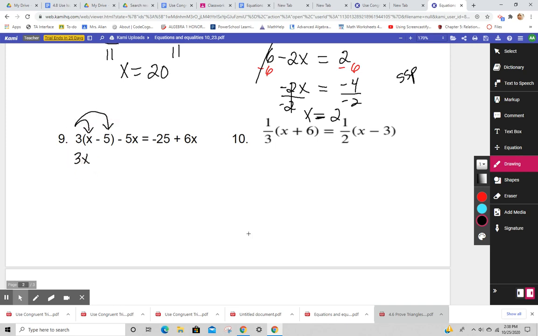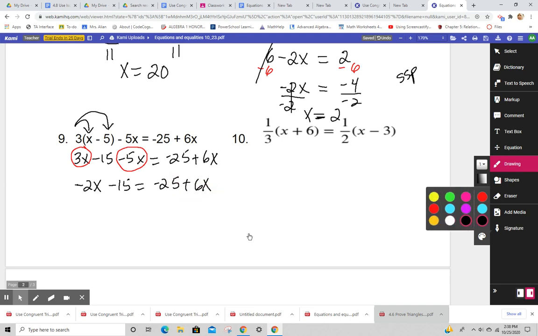All right, so 3 times x is 3x. And 3 times minus 5 is minus 15. Minus 5x equals negative 25 plus 6x. Now I'm going to combine the like terms that I have on the left. 3x and minus 5x are like terms that I can put together to give me negative 2x minus 15 equals negative 25 plus 6x.